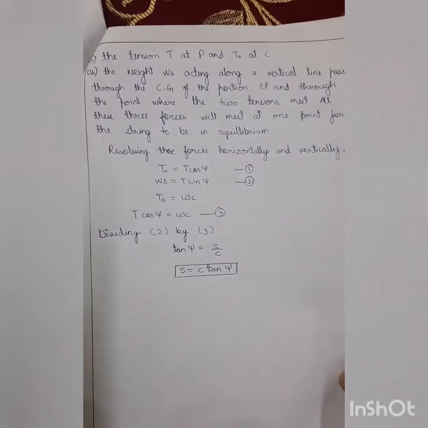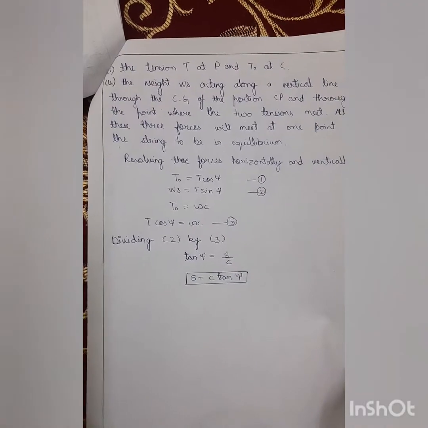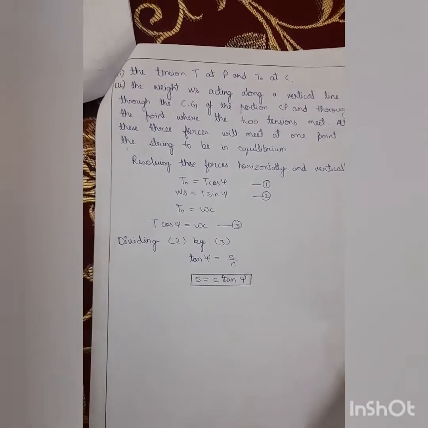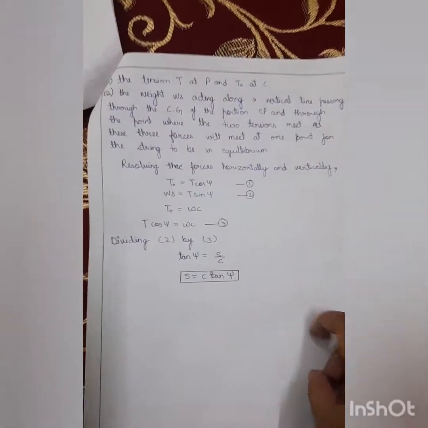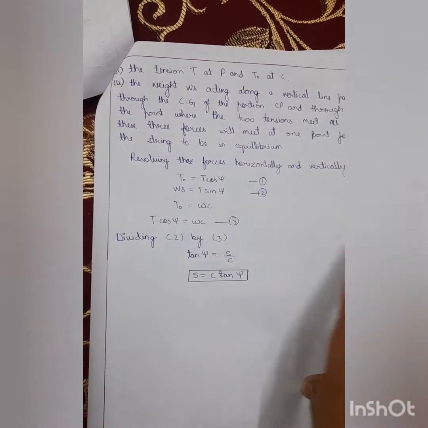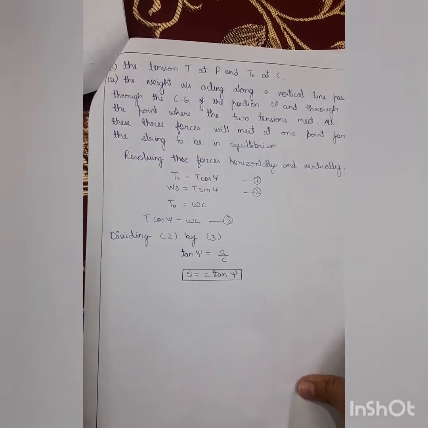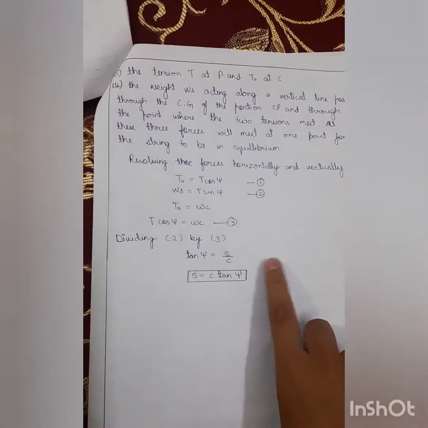Resolving these forces horizontally and vertically, T naught is equal to T cos psi, we mark it as equation 1. Ws is equal to T sin psi, equation 2. T naught is equal to Wc, so T cos psi is equal to Wc, equation 3. Dividing 2 by 3, tan psi is equal to S upon C. So S is equal to C tan psi.